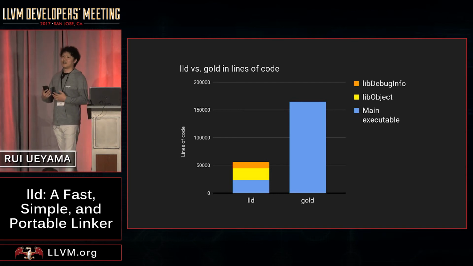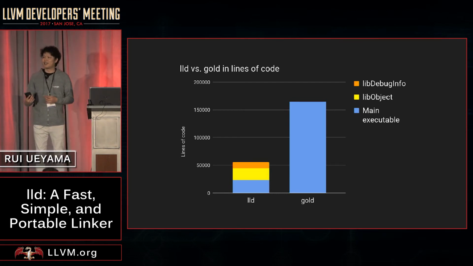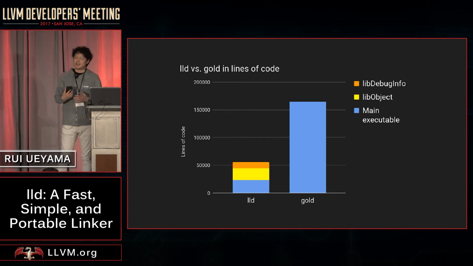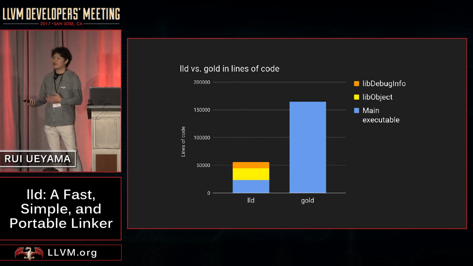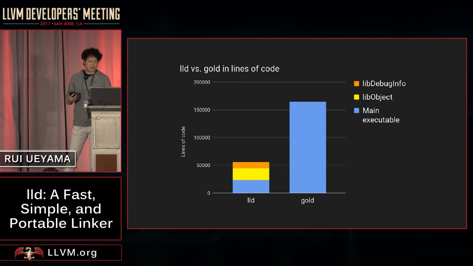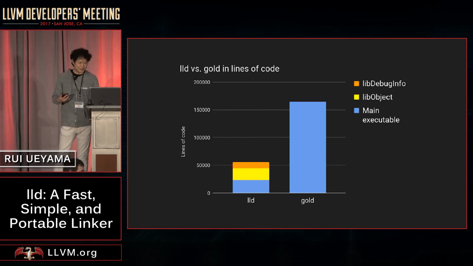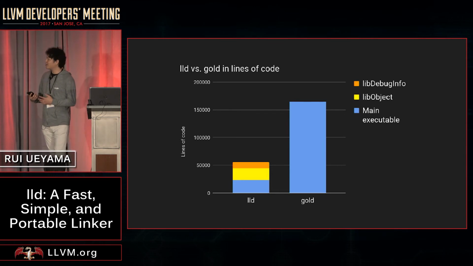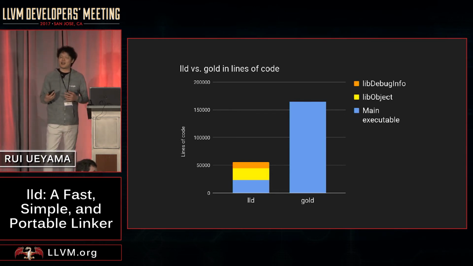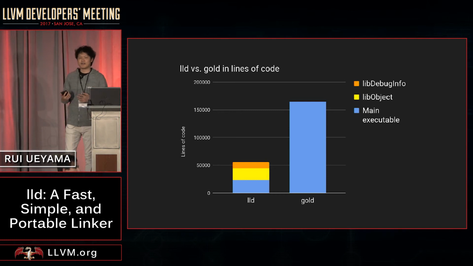This is not really an apples-to-apples comparison because Gold supports more targets, and LD uses libraries to read object files and debug info. But even if you add the number of lines of the libraries, LD is still much smaller. And these libraries include not only ELF, but also COFF and other parts. So I think you can still see the difference.